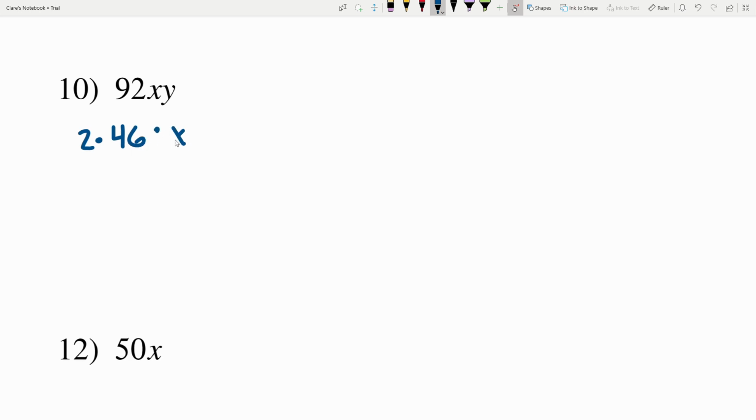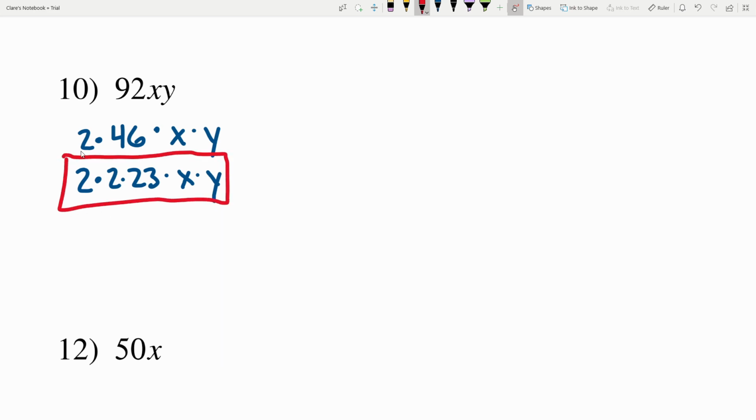And I'm multiplying that by x and y. Now 46 is 2 times 23. And all of these are prime, so I just multiply by x and y to get my prime factorization. 2 times 2 times 23 times x times y.